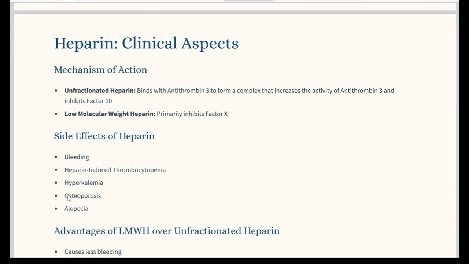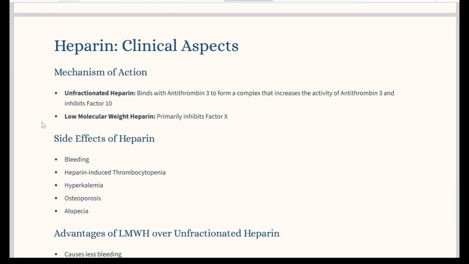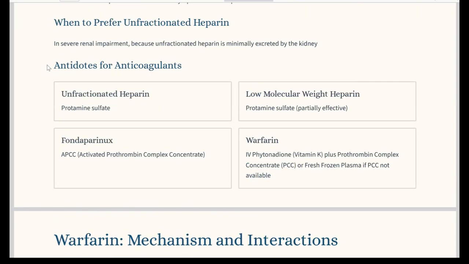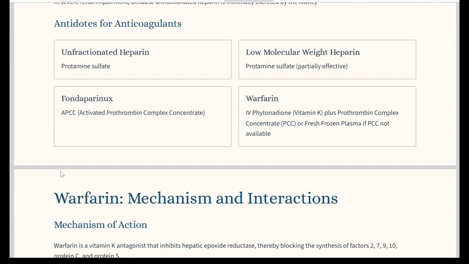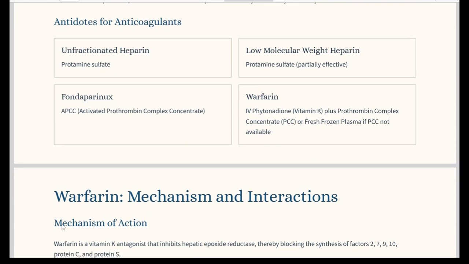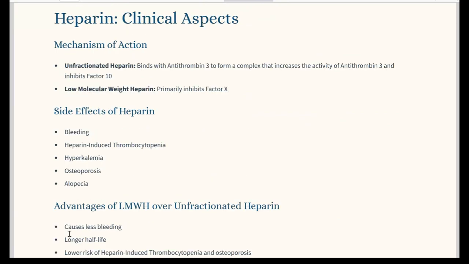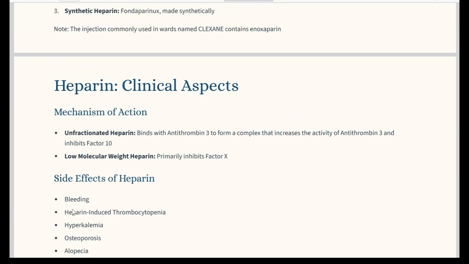It might be difficult to type that one, but you have to know this. All right. What about warfarin? Warfarin we already did. I think you already are aware of this one. So heparin, remember this.